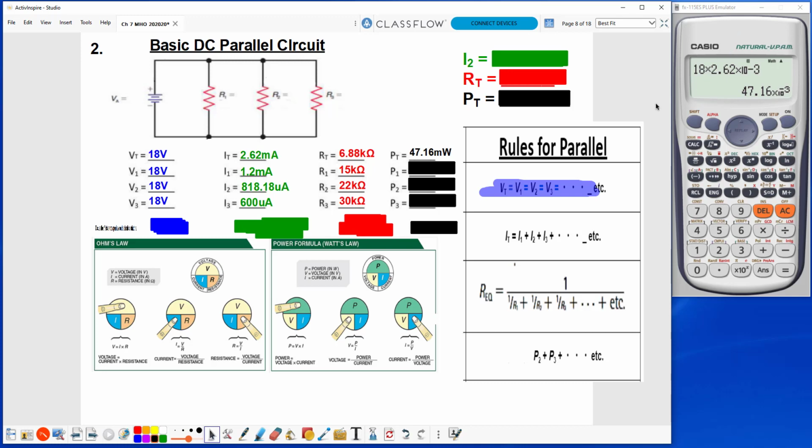All right, I'm going to leave the 18 in there, and I want to change the current amount to the 1.2 milliamps. So I scroll up, get rid of this number, keep my 18 volts. P is going to be equal to the 18 volts times 1.2 times 10 to the negative third, equals, hit engineering, 21.6 milliwatts.